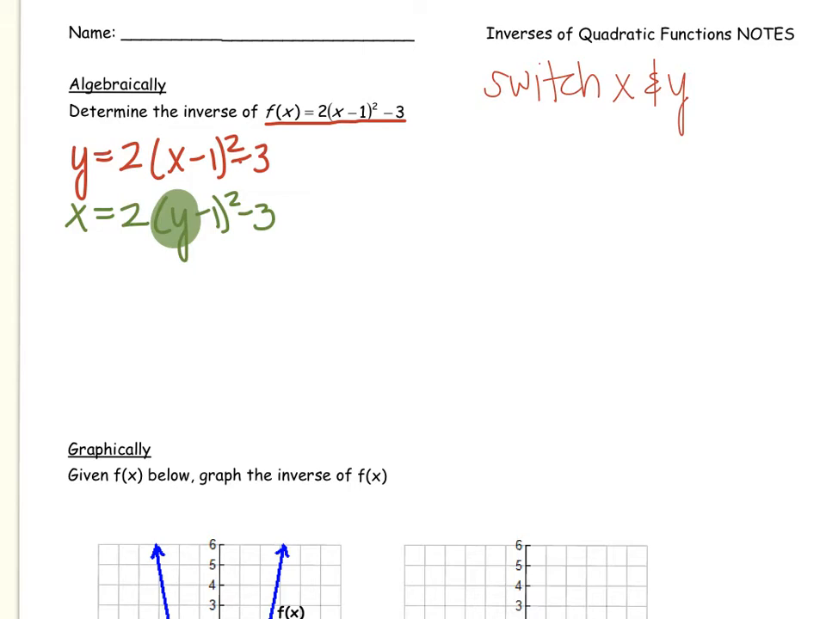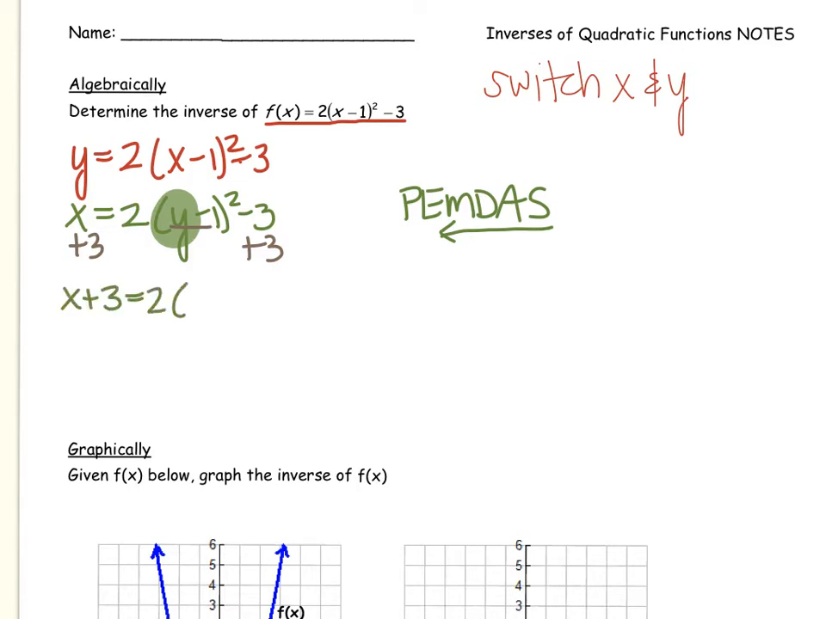When I do that, I want to solve in the reversed order of PEMDAS. So I'm going to worry about undoing any adding or subtracting first, then multiplying and division, then exponents, then parentheses. Which means the first thing I'm going to do is add 3 to both sides to get rid of that minus 3. I don't have to worry about the parentheses yet because that comes last. So I get x plus 3 equals 2 times y minus 1 squared.